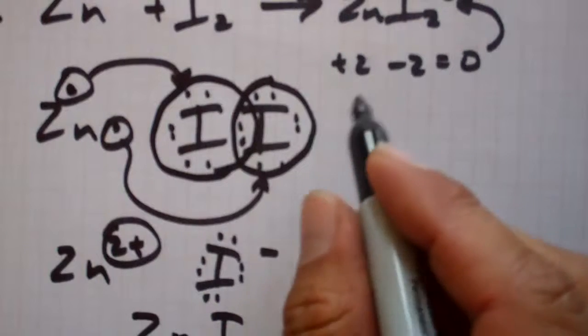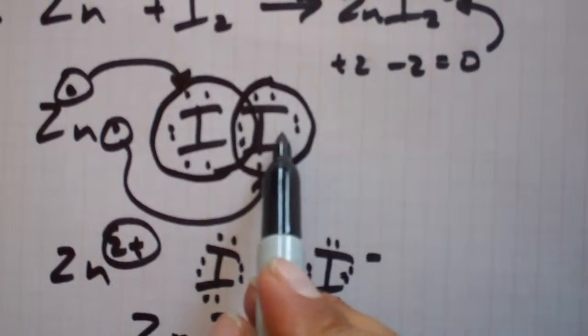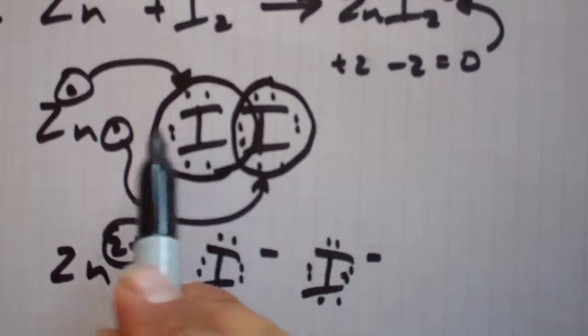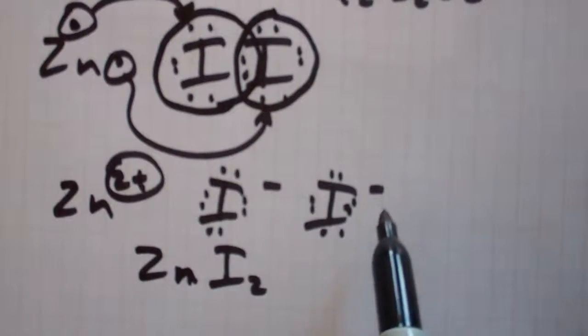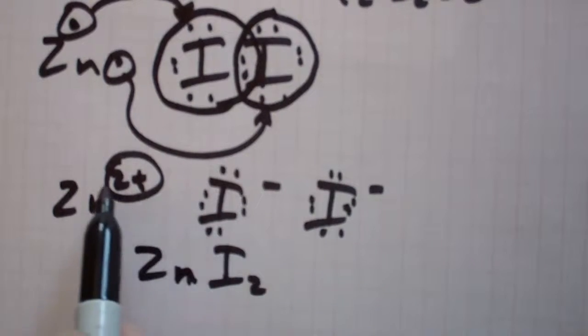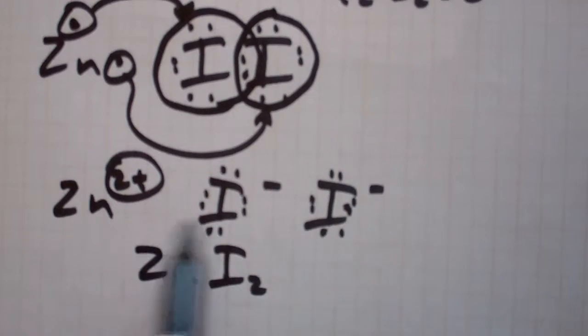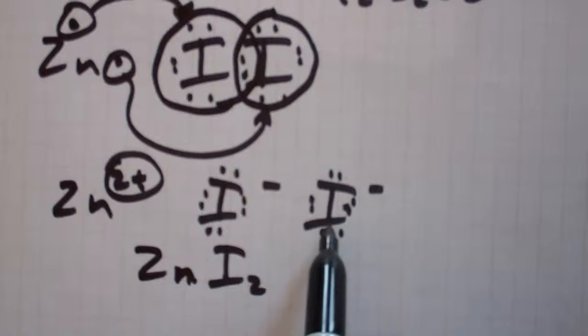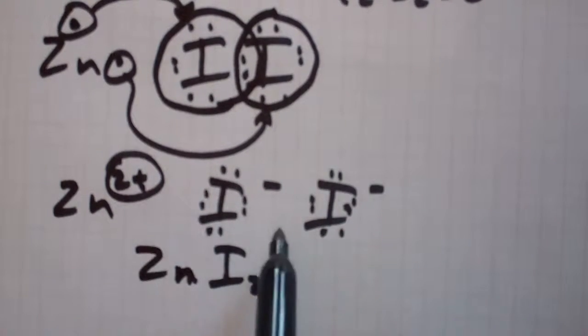I don't know if we really talked much about it, but each one of these iodines wants the electrons for themselves. They'll be fine sharing it, but when given an opportunity, they'll take the electrons for themselves. So zinc doesn't really want those electrons because it's stable, and iodine wants those, so it'll take it. So it's like a give and take relationship.